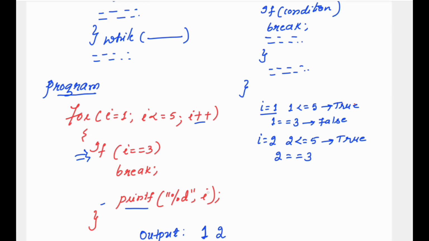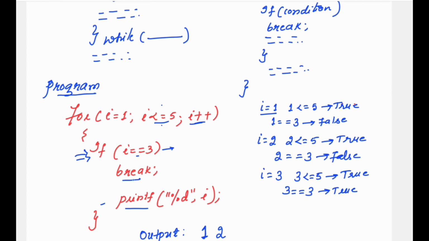Next, the for loop iteration will continue. It will increment the value of i by 1. i becomes 3 now. 3 less than or equal to 5, yes, it is true. If it is true, it will enter the loop and then it will check the if condition we have written: 3 equal to 3. If it is true, you have written the break.